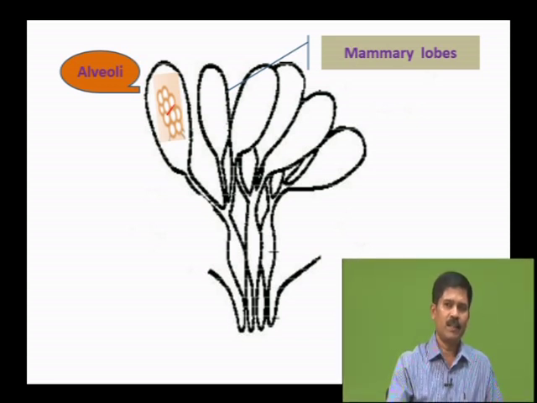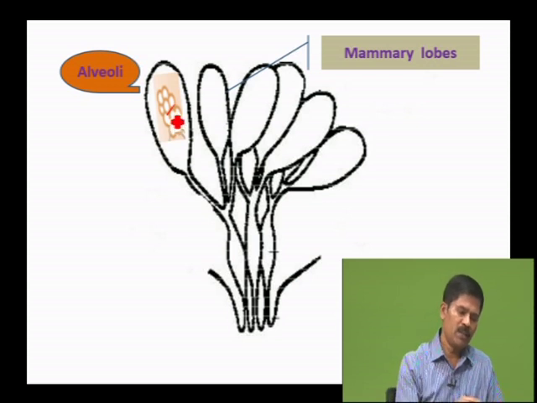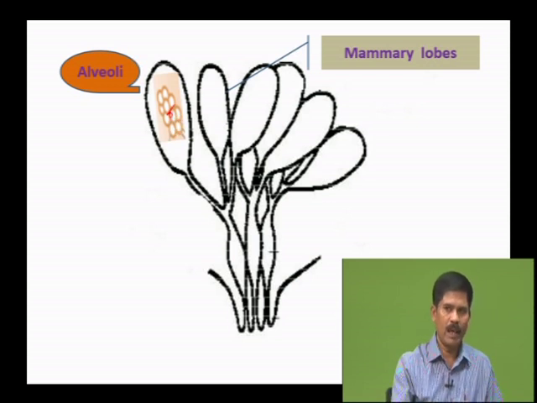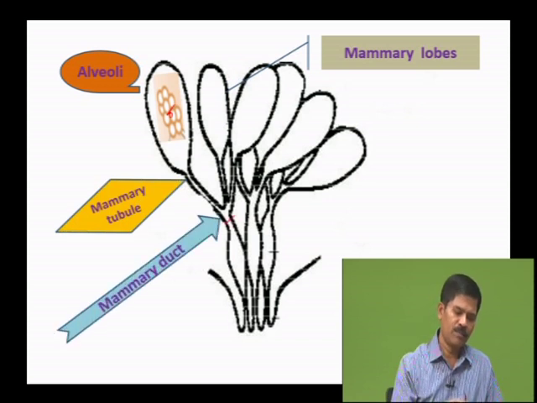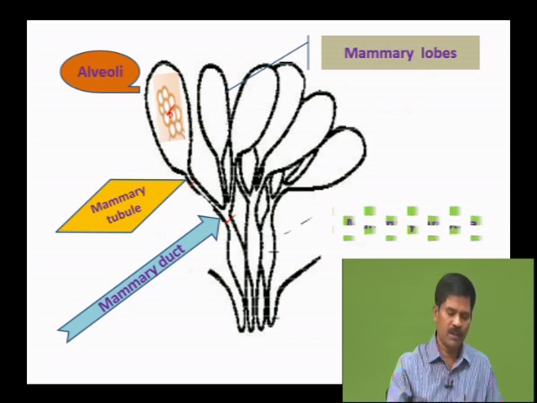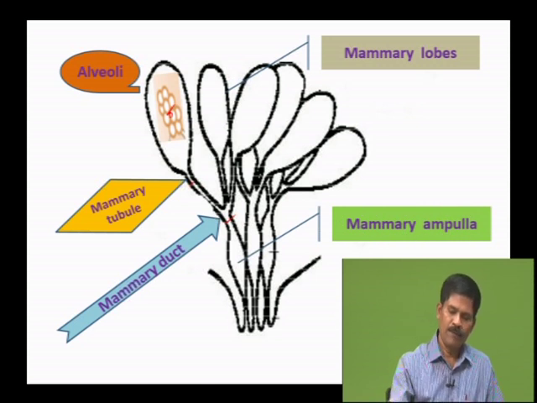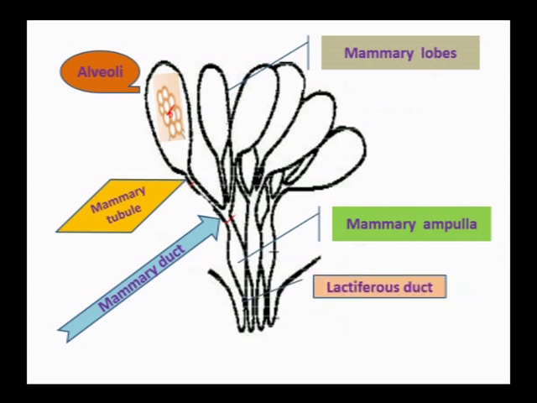The milk is stored in the spaces between the alveolar cells. The milk from alveoli flows into mammary tubules. From the mammary tubules, it goes to the mammary duct. From the mammary duct, it goes to the mammary ampulla. From the mammary ampulla, milk goes to the lactiferous duct. The lactiferous duct opens outside at the tip of the nipple. So, this is the structure of a breast showing its different aspects.